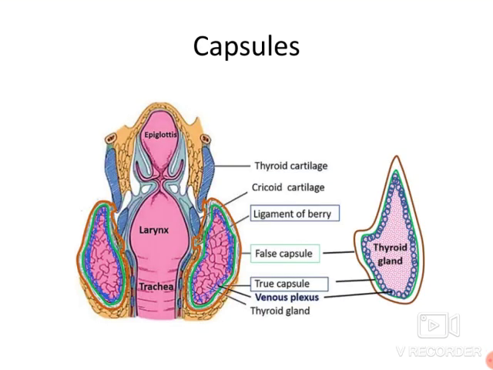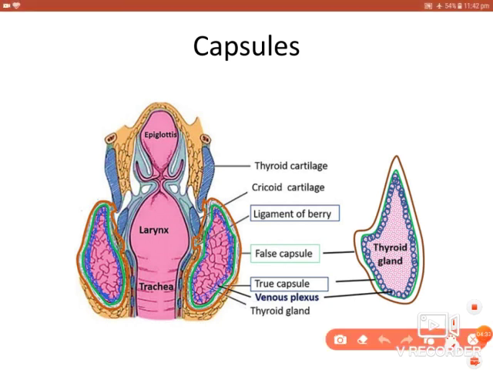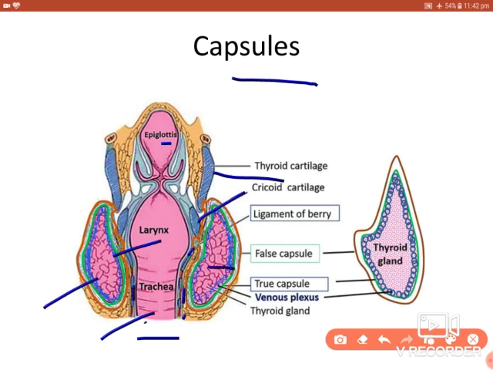Coming to the coverings, the capsules of this thyroid gland. This is the frontal section. Here you can see the epiglottis, interior of the larynx, interior of the trachea. This is the thyroid cartilage, cricoid cartilage. These are the tracheal rings. These are the right and left lobes of this gland. This glandular part is supported by a fibrous part.